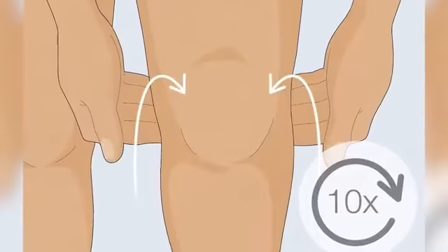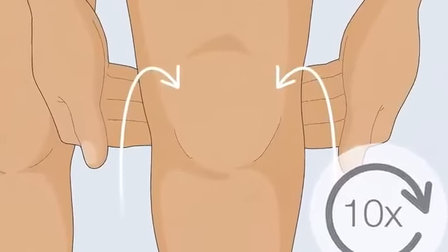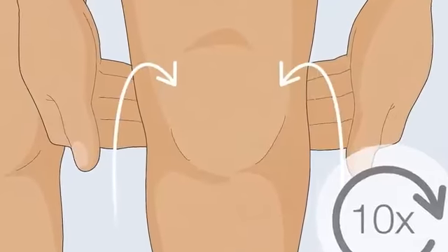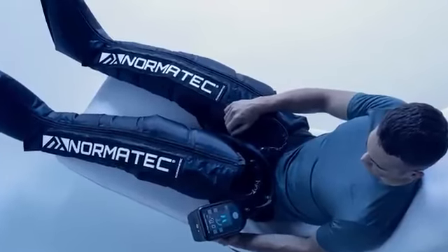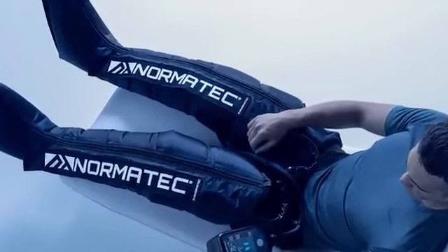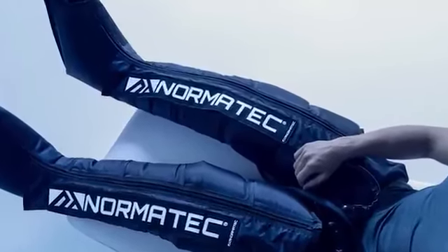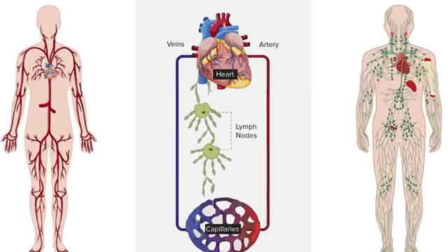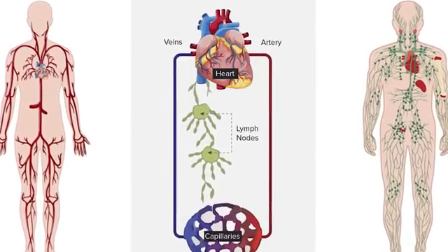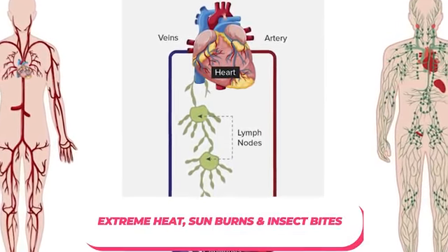MLD massage is a gentle, rhythmic massage technique that helps to stimulate the flow of lymph, reduce swelling, and improve the function of the affected limb. Compression therapy, using specially designed compression garments, helps to reduce swelling and improve the circulation of lymph. It is also important to take care of the lymphatic system by avoiding activities that may cause damage to the lymphatic vessels, such as extreme heat, sunburns, and insect bites.